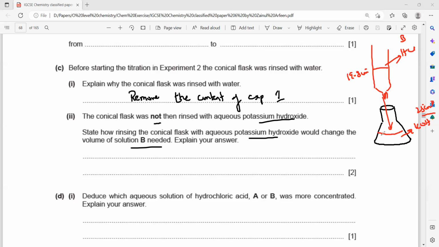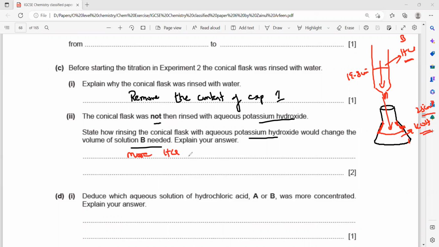If I rinse with potassium hydroxide, there will be some potassium hydroxide left in the conical flask, as it will stick to the wall of the conical flask. So I will not have 25 cm cube, I will have more than 25 cm cube of potassium hydroxide. What will be the effect on the HCl needed? I need more HCl or less HCl? More HCl.